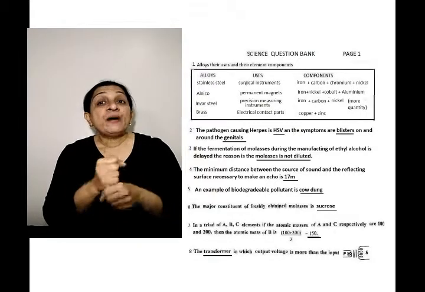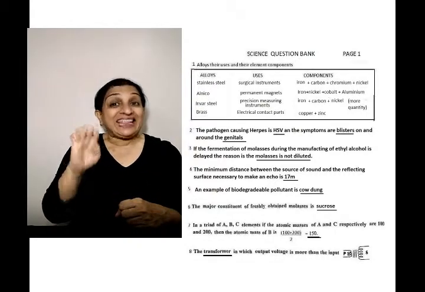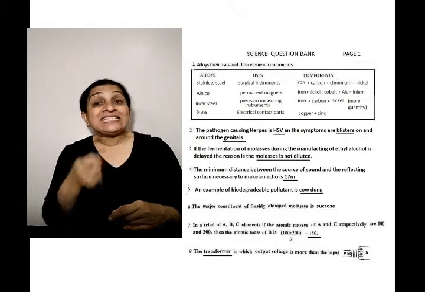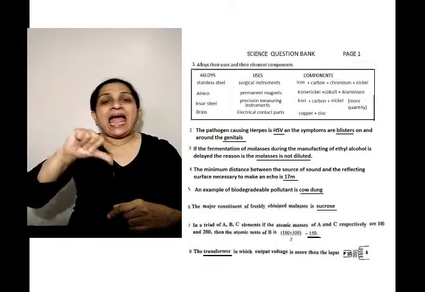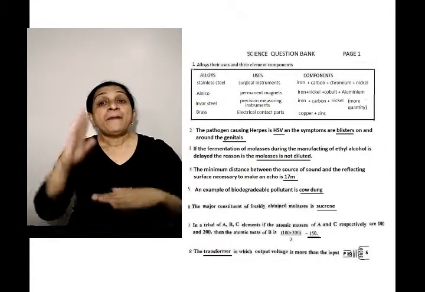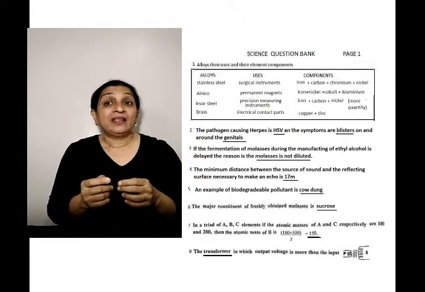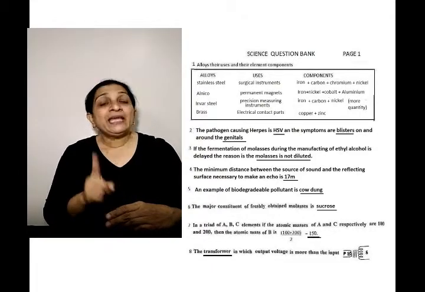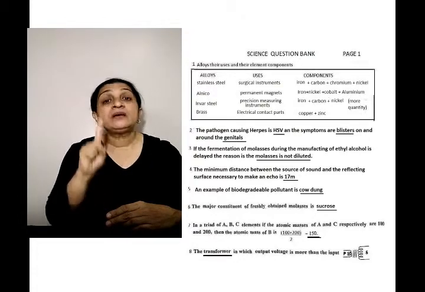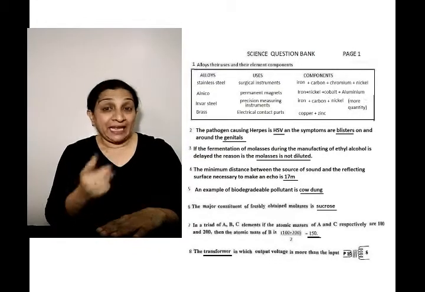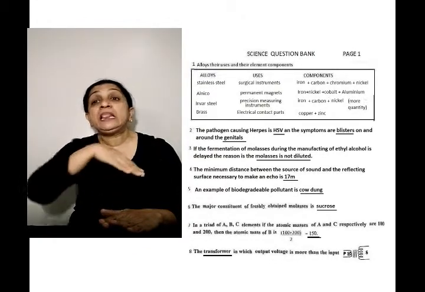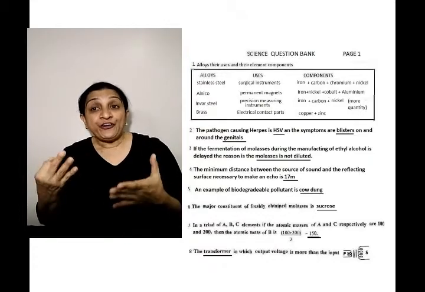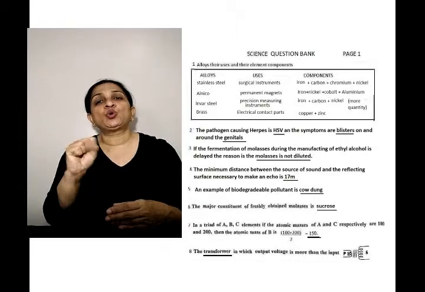Then you have, in the fermentation of molasses during making of ethyl alcohol, there is a delay. The reason is that in the molasses you didn't add enough water. Then the minimum distance between the source of sound and the reflecting surface must be 17 meters. Please remember 17 meters. Then an example of a biodegradable pollutant is cow dung. The major constituent of freshly obtained molasses is sucrose.